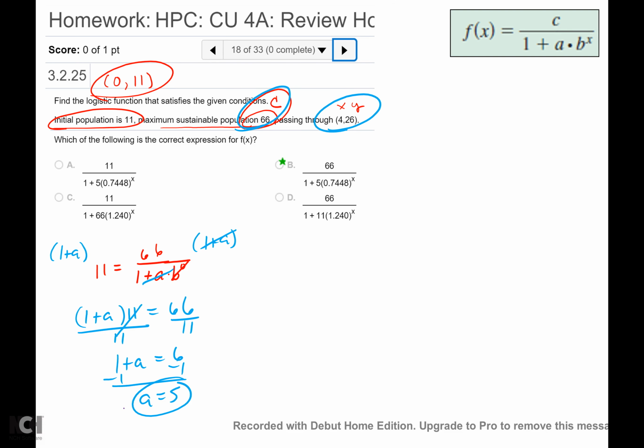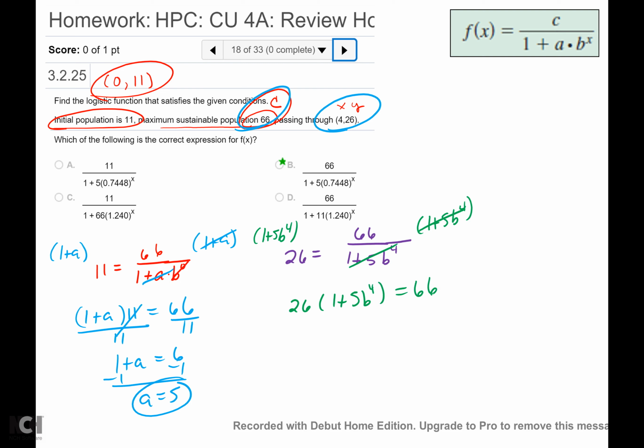B. So I'm going to have 26 equals 66 over 1 plus 5B to the 4th. To solve for B, I need to eliminate the fraction. So multiply by 1 plus 5B to the 4th on both sides. That gives me 26 times 1 plus 5B to the 4th equals 66. Divide by 26. I get 1 plus 5B to the 4th equals 66 divided by 26, which is 2.54. Rounding's probably going to kill me here.